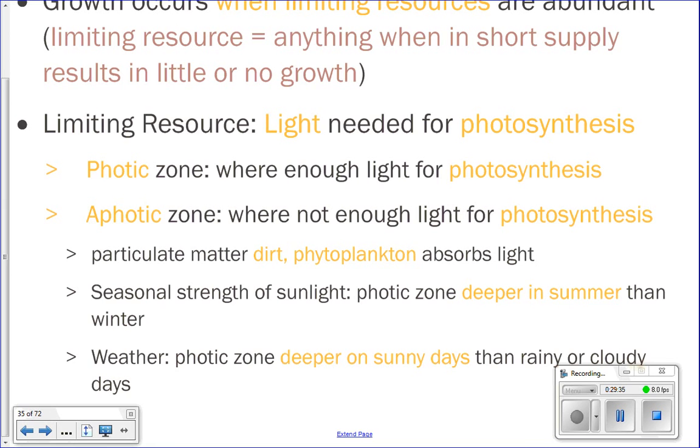Also, the seasonal strength of the sunlight. During the winter, when there's not as much sunlight, we have less sunlight throughout the day, and the sun doesn't even go as high into the sky. You have less of a photic zone than you do in the summer. The weather can also change it. On a sunny day like today, this photic zone will be deeper in the water than it would be on a cloudy day. Does that make sense?